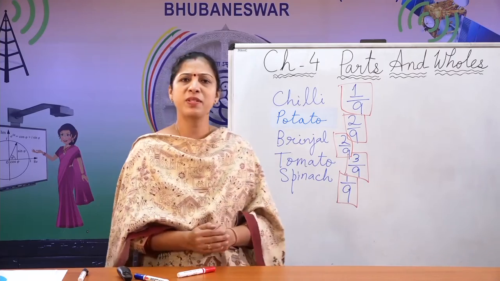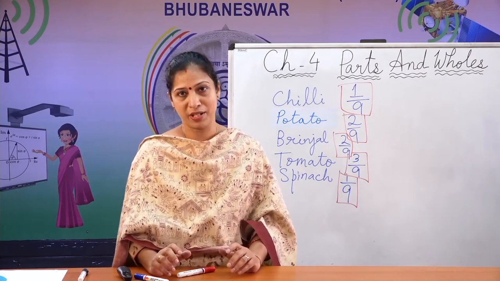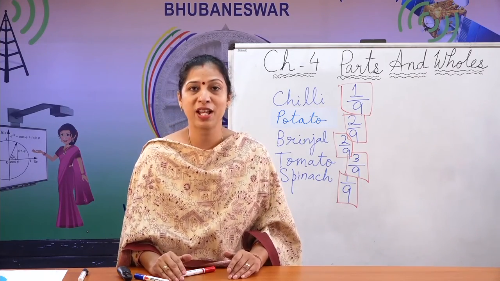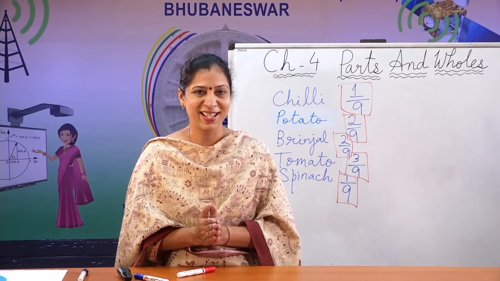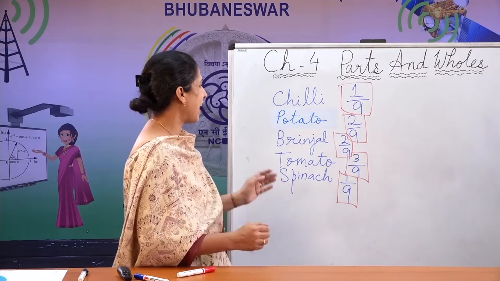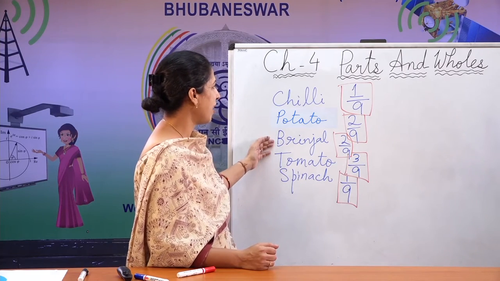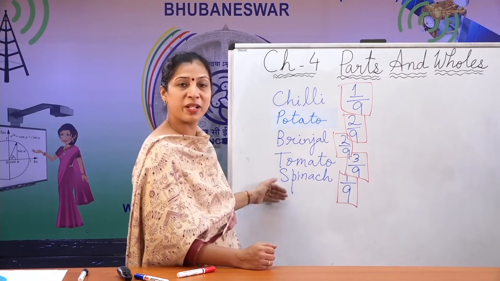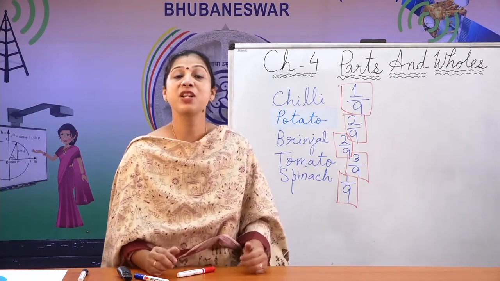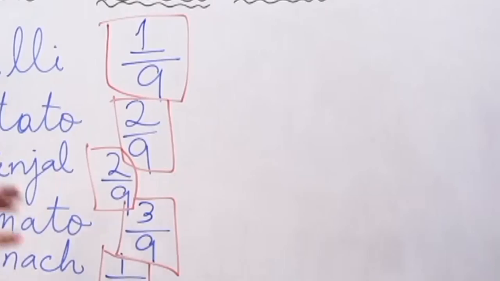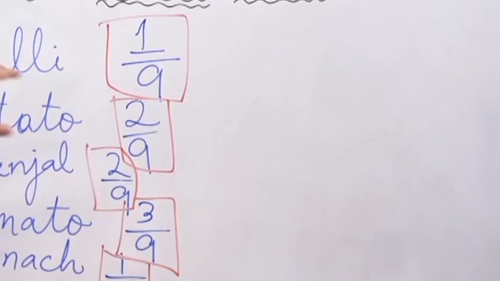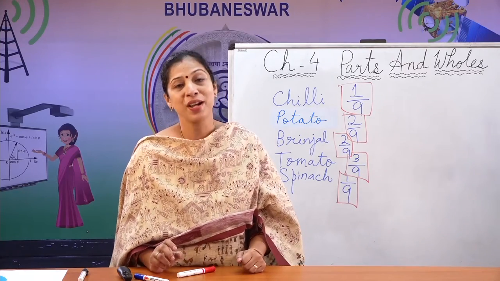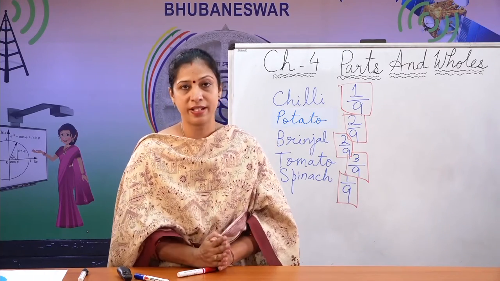Which two vegetables are grown equal in number? Yes, you can tell that potato and brinjal, as well as chili and spinach, are grown equal in number, because potato and brinjal are grown on 2 parts out of 9 parts and chili and spinach are grown on 1 part out of 9 parts. So they are equal in number.